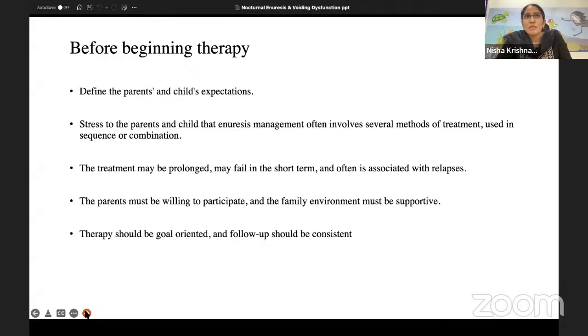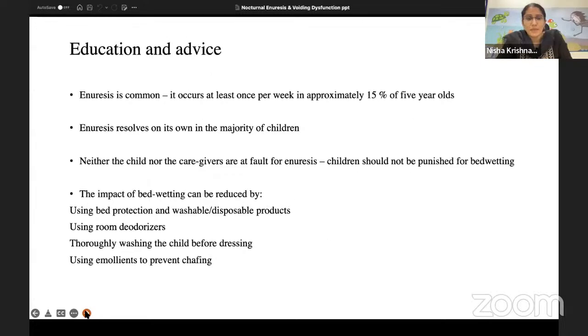And it is extremely important that the family, along with the child, are motivated and are willing to participate and fully understand what all is going to be involved in this therapy. And of course, follow-up is a must. So we explain to the family what they're looking at, and that in most of the children, it actually resolves by the time they grow up, and it is not the child or the caregiver's fault that the enuresis is happening to them.